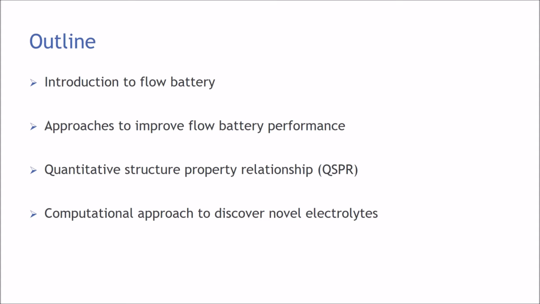The outline of the current video is as follows. First, I will give a brief introduction on what is a flow battery and where it is applicable. And I will list out various approaches to improve flow battery performance. Then I will briefly explain what QSPR is and how we correlate a chemical structure to its responses. Finally, I end this video by explaining the computational strategy we have in mind to discover novel compounds that can be used as electrolytes in flow battery.